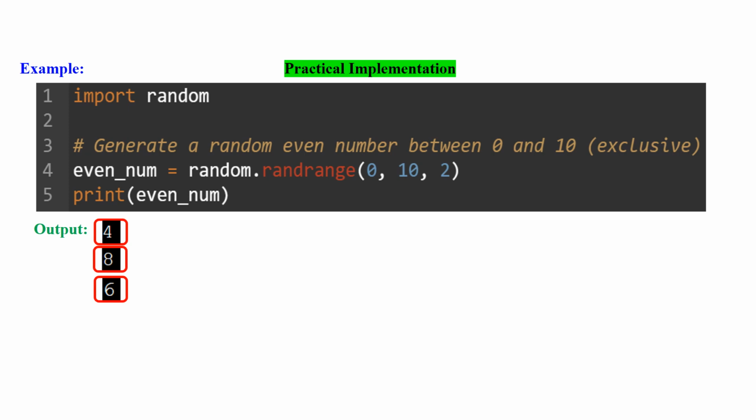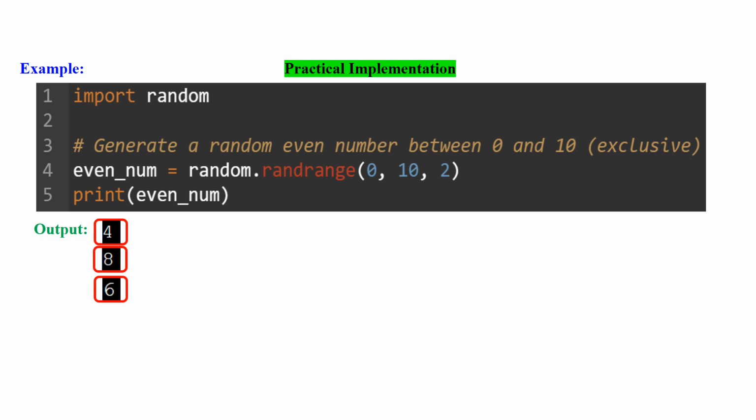The first parameter, 0, specifies the starting point of the range, inclusive. In this case, we want our range to start at 0. The second parameter, 10, specifies the ending point of the range, exclusive. We want our range to go up to, but not include, 10. The third parameter, 2, is the step size or interval between numbers. It indicates that we want to generate only even numbers within the range, as we are incrementing by 2 at each step. The randrange function will then produce a random even number between 0 and 10, exclusive, based on the specified range and step size.